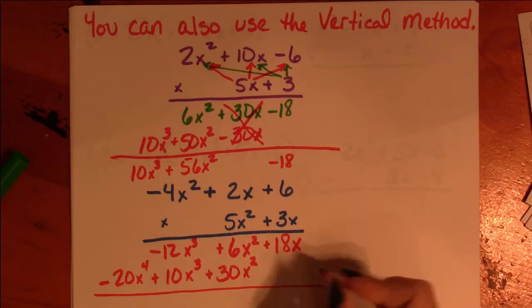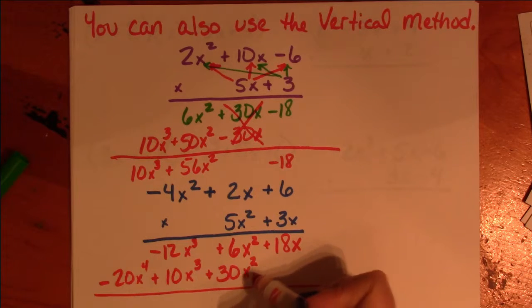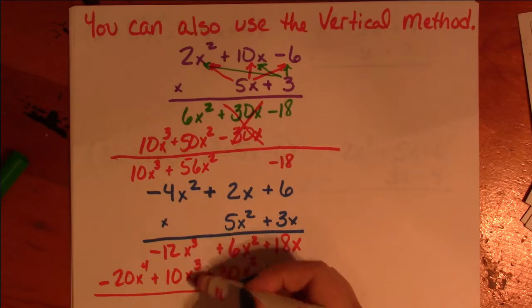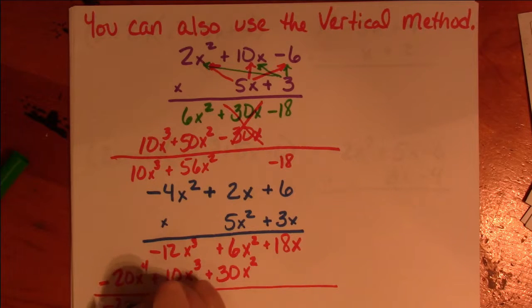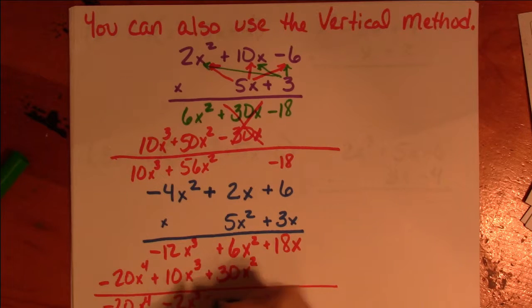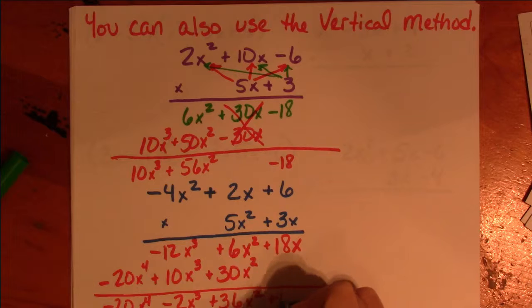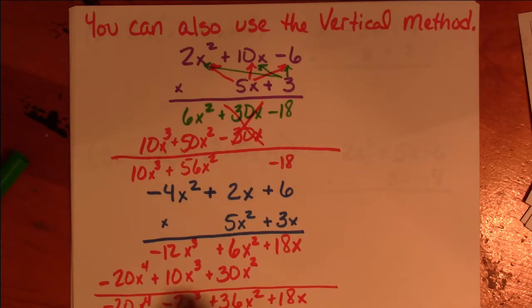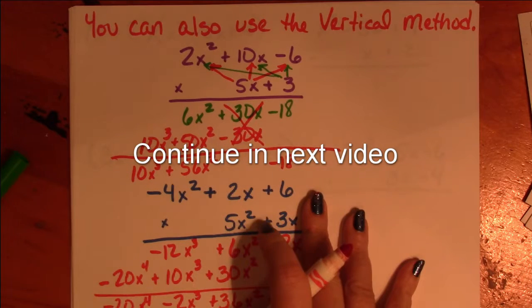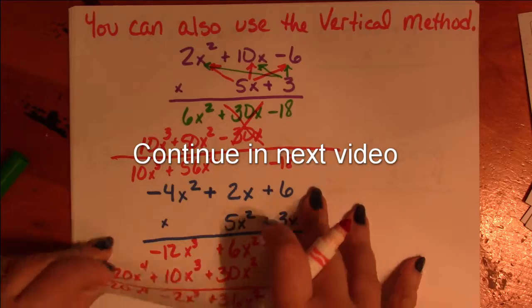Now when we add them, we're making sure that our columns are the same, like terms, and we have negative 20x to the 4th minus 2x cubed plus 36x squared plus 18x. 4, 3, 2, 1. So we've set it up correctly. We've kept all of our correct signs, and we're all done. Let's do some more of these both ways so that you can get good at them.